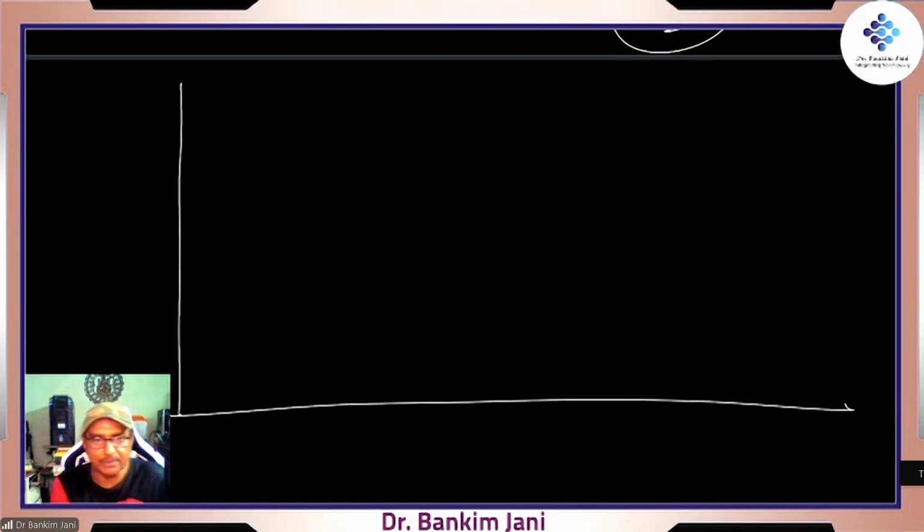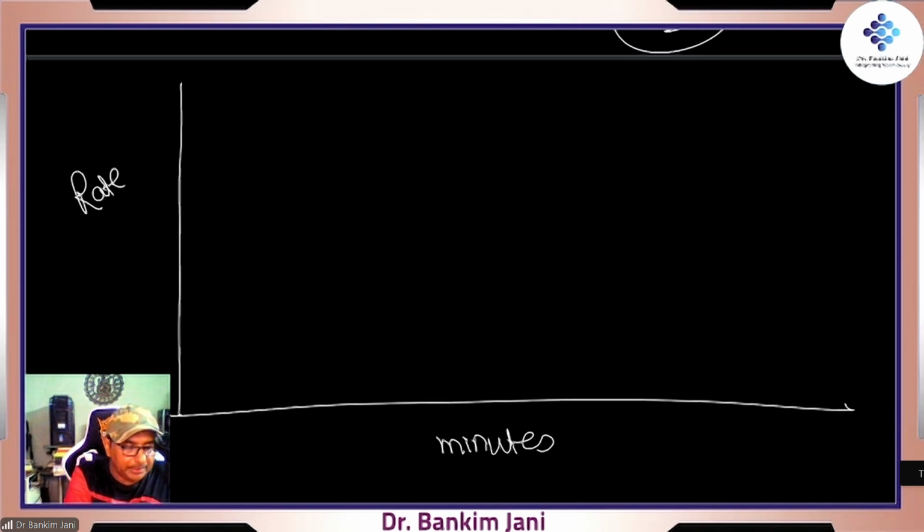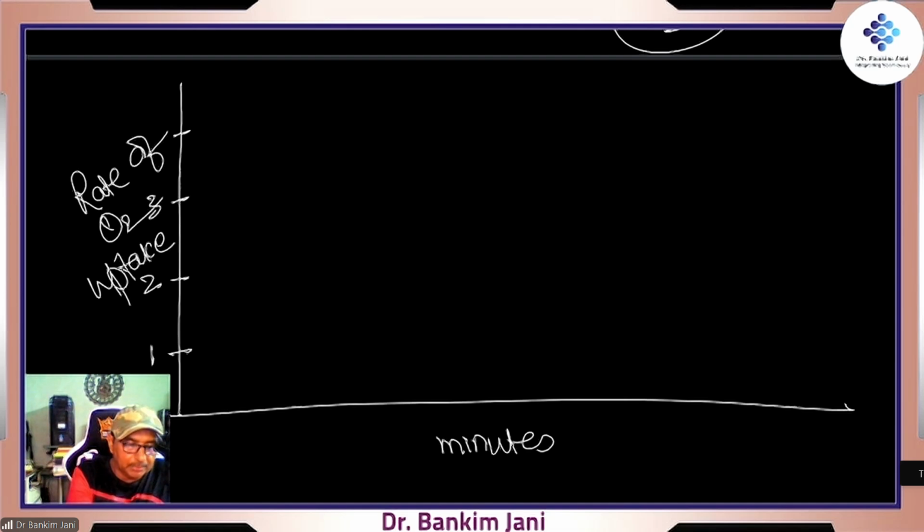Very simple graph, but this one graph will explain all the collective concepts. Over here, it is in minutes. This is minutes. And over here, it is the rate of oxygen uptake, which is taken by tissues. So let's say this is 1, 2 liters, 3, 4, because it is measured in liters. This is in liters, how much oxygen is picked up, and this is the time.